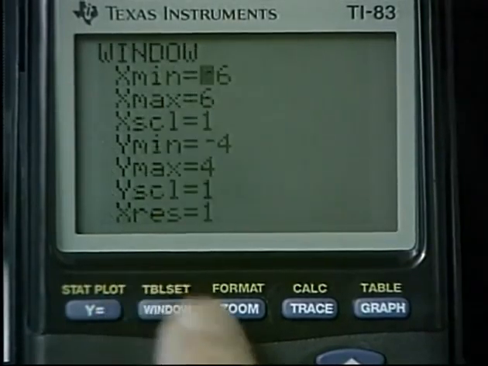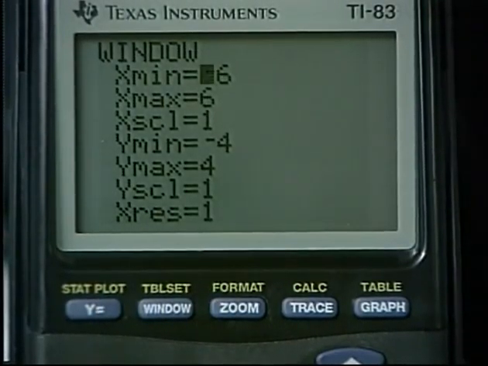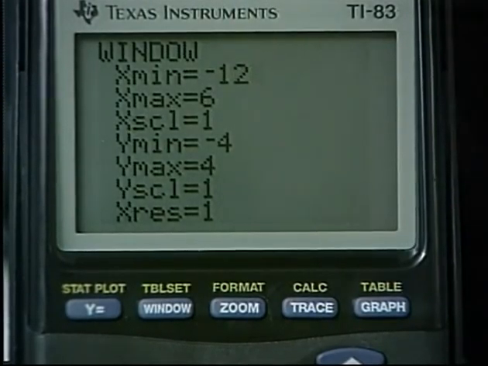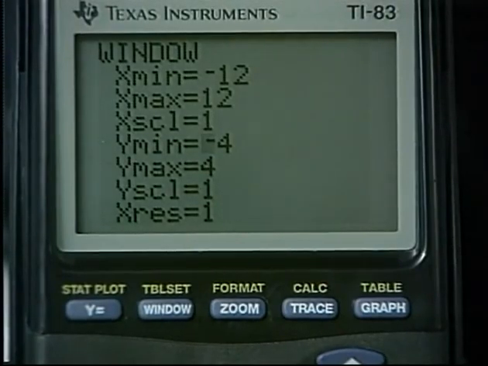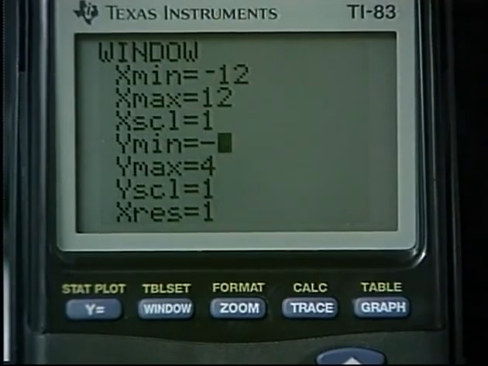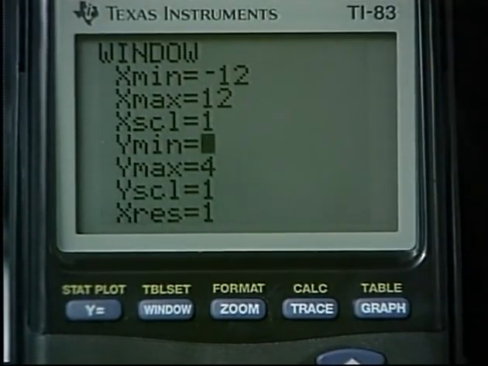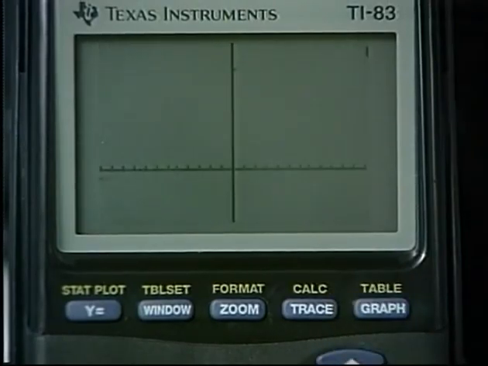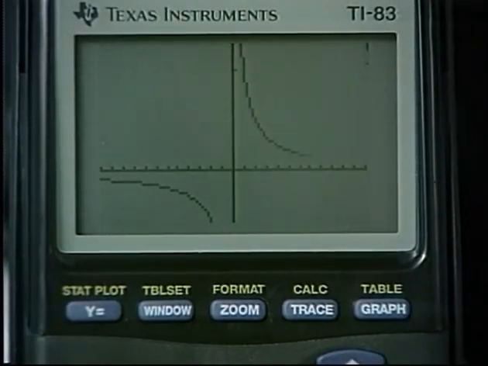And I'm going to change window settings. We'll look at the border in just a second. I'm going to make up my window settings: x min -12 and the max 12. And then I'll come down for the y's and set the min at -0.5 and the max at 1.25. Kind of tight on the y's, but you'll see why in a minute. And these two graphs are here.